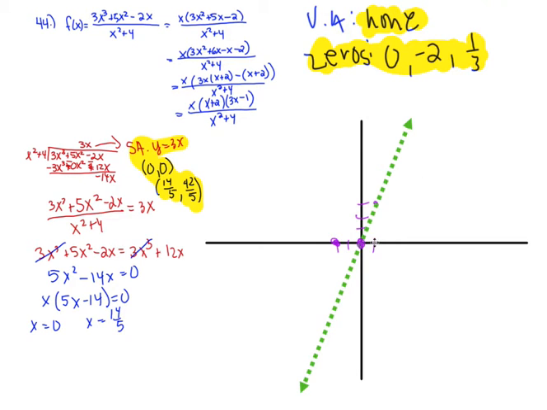And I have a 0 at 1/3. Well, that one's going to be tough to draw. Right there. And I know I'm going to cross the slant asymptote at 14/5, 42/5. So 14/5 is almost 3. It's going to be right about there.